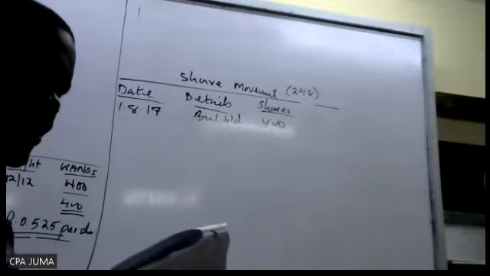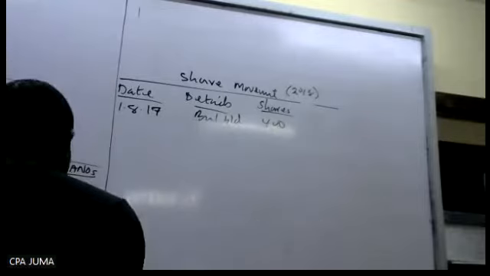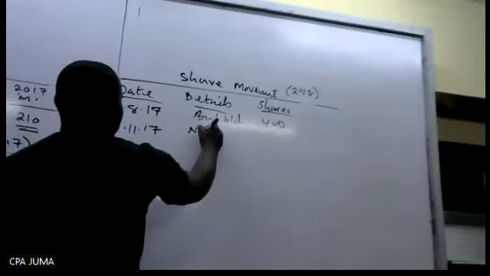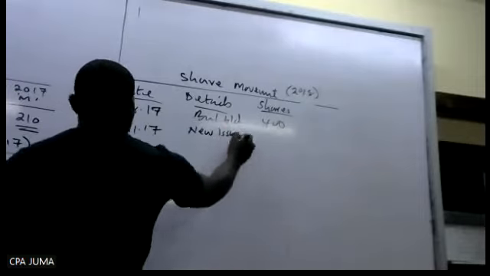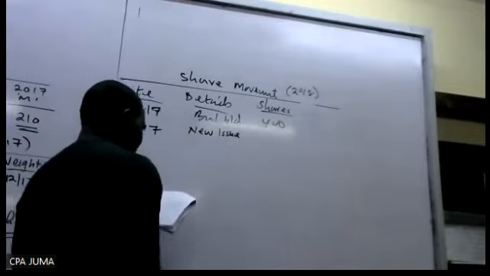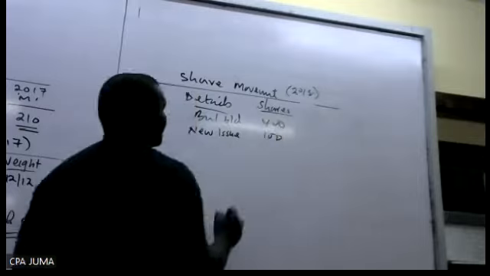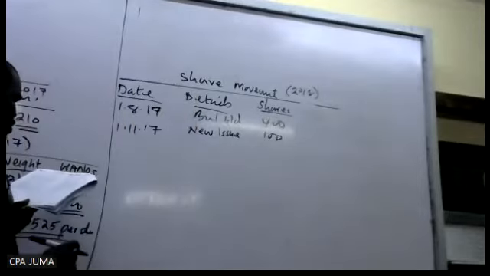So 100 million equity shares were issued in relation to the acquisition of another business. These shares were issued at full market price on 1st November. So 1st November 2017, new what? New issue. How many? 100. Note number 2.